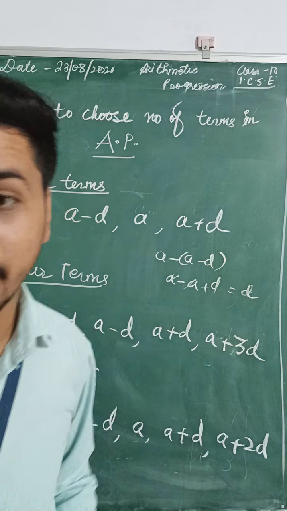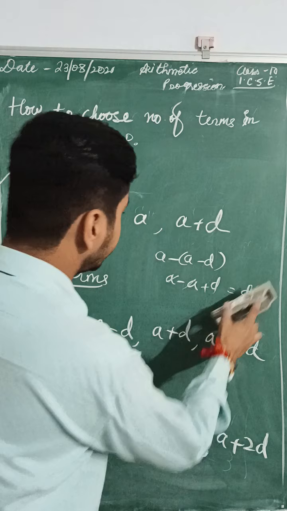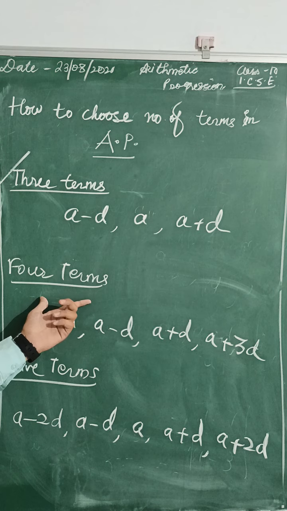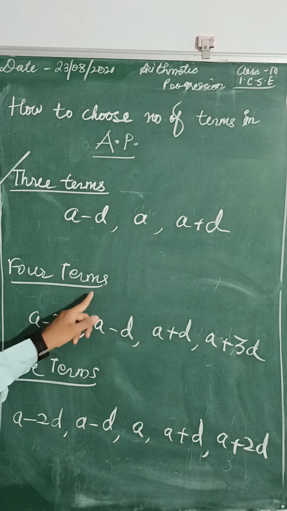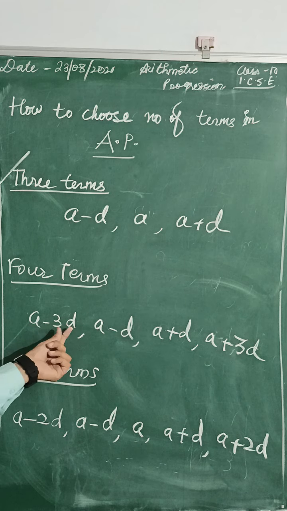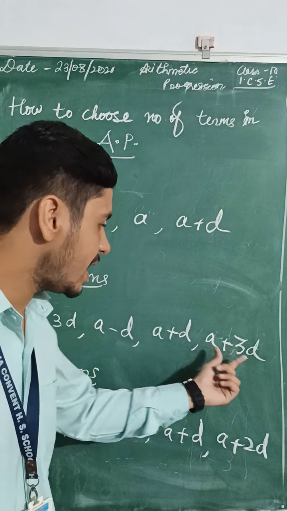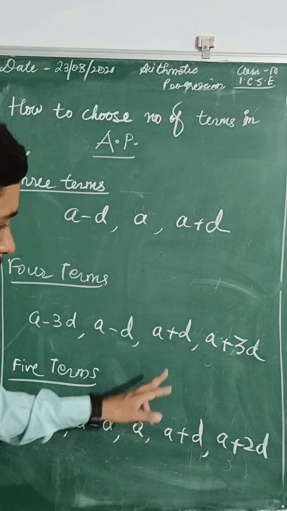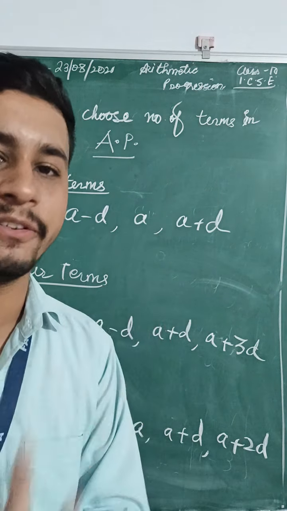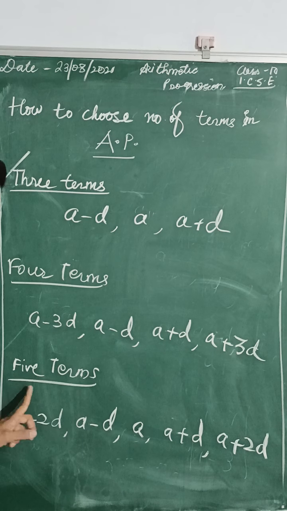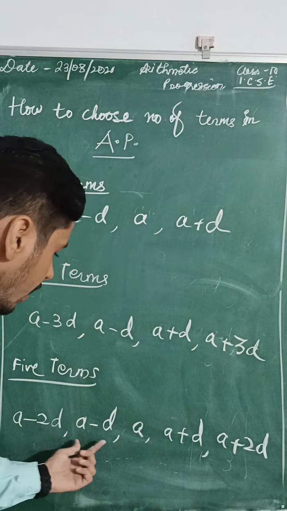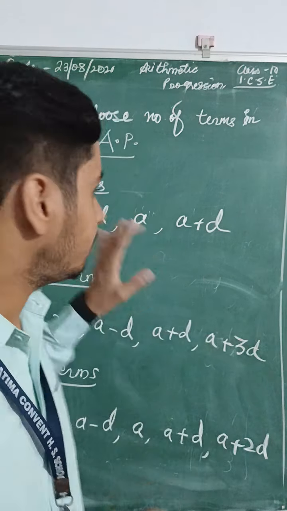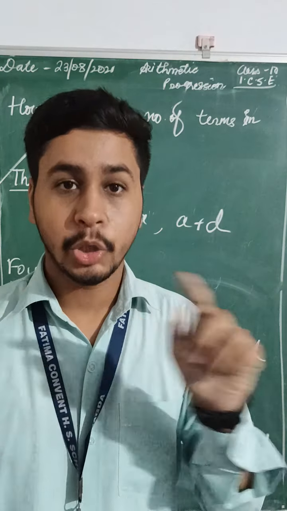So you have to choose the numbers in such a way that the common difference is the same, it should not be different. If 4 terms are in AP, you have to consider the 4 terms as a minus 3d, a minus d, a plus d and a plus 3d. If you subtract the preceding term from each, you will get the same common difference. If they are asking about 5 terms in an AP, then you have to consider these 5. Write this in a box, because this can be an important note for you.